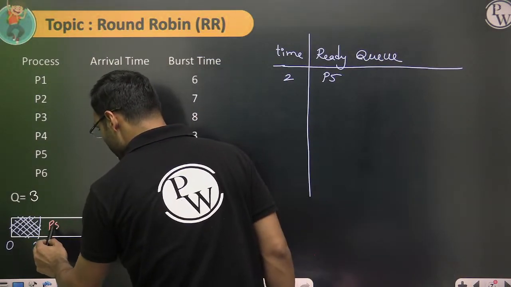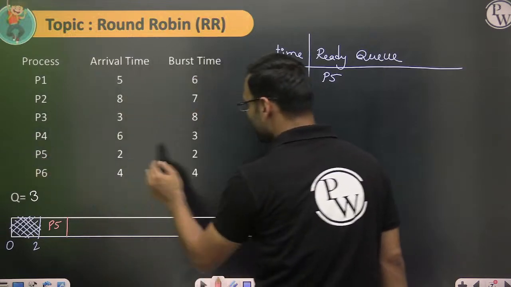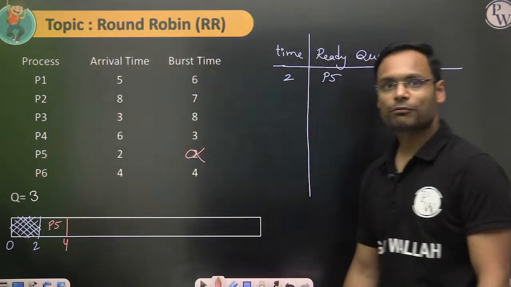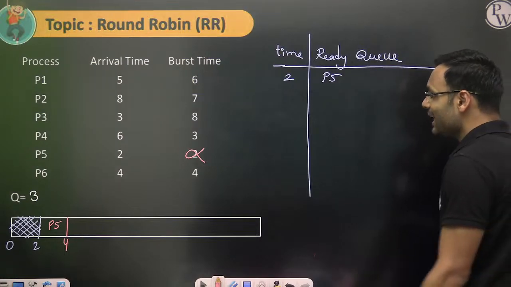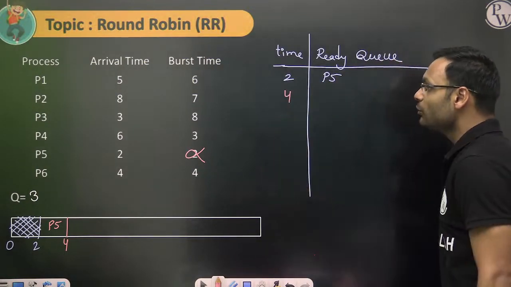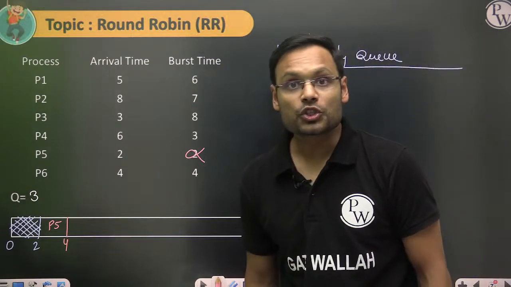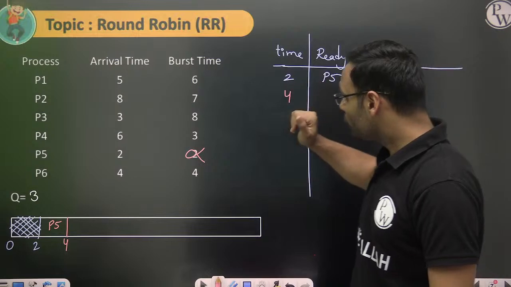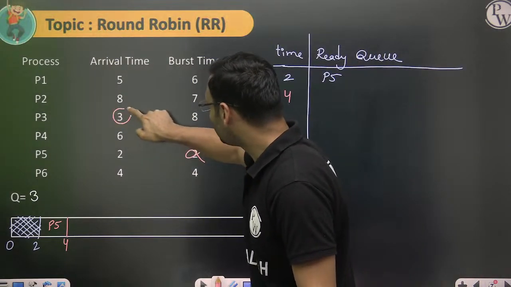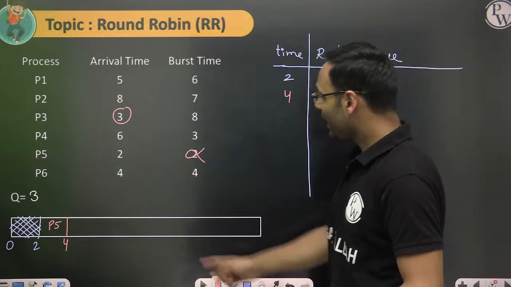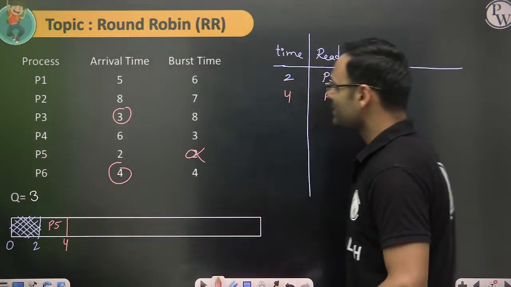First, P5 runs. P5 takes 2 units of burst time only, so it will run 2 units of time up to 4 and done. That's it. It doesn't even need the complete quantum. So at time unit 4, we will have to check what other processes arrived. Between 2 to 4, at 3, P3 arrived. So I am adding P3 in the queue. And at 4, P6 arrived.